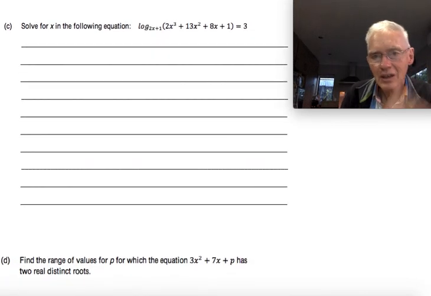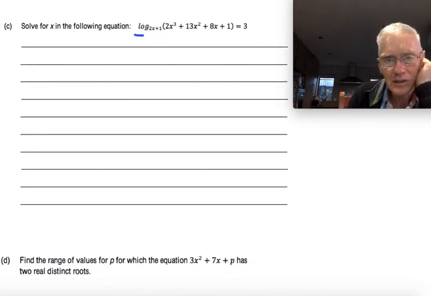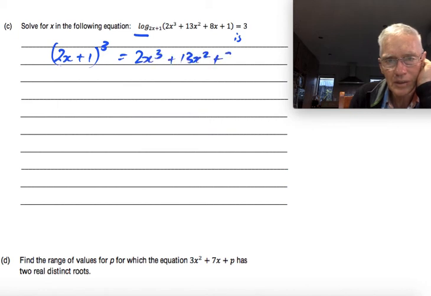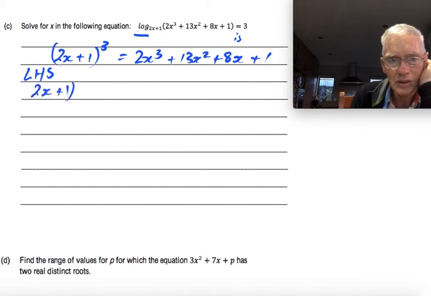The next one, here we've got logs. Remember, logs are powers, so the log is, or the power is 3. So there's the base. So we've got 2x plus 1 to the power of 3 equals 2x cubed plus 13x squared plus 8x plus 1. That's the starting point. Now we're going to just work on the left-hand side only. So I'm going to work on the left-hand side, and I'm going to multiply 2x plus 1 cubed. And we have to be good at doing this. You should be able to do that. We're going to use the FOIL method.